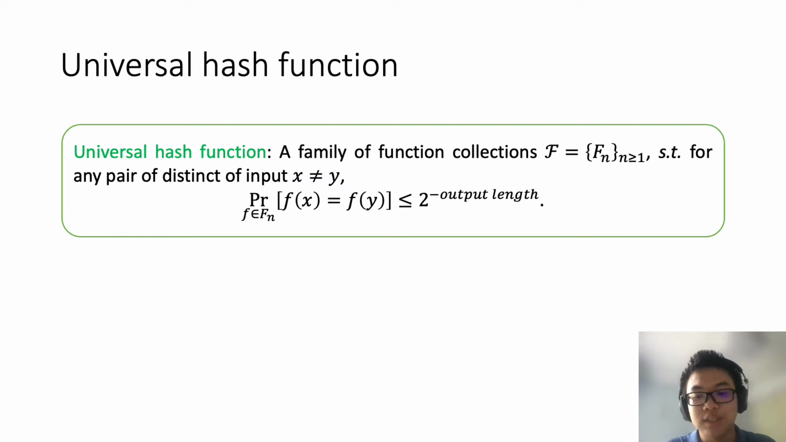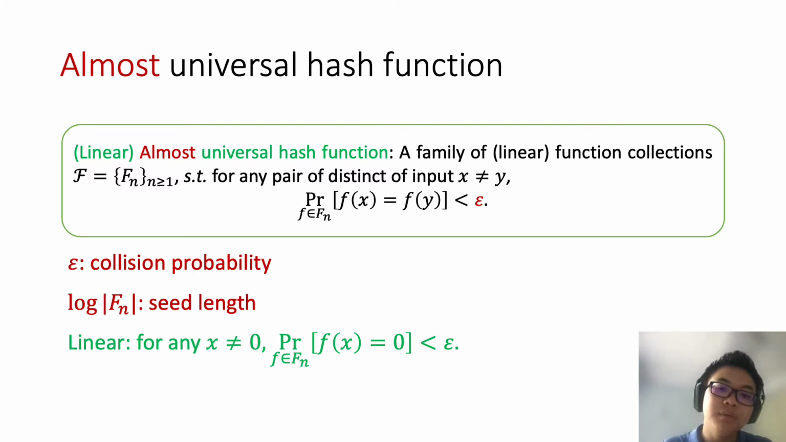Universal hash function has already found tons of applications in complexity theory. I guess you all know it, so I don't need to mention more about it. But in many cases, we don't need a perfect universal hash function. In fact, for many applications, even an almost universal hash function is enough. And this is what we are talking about today.